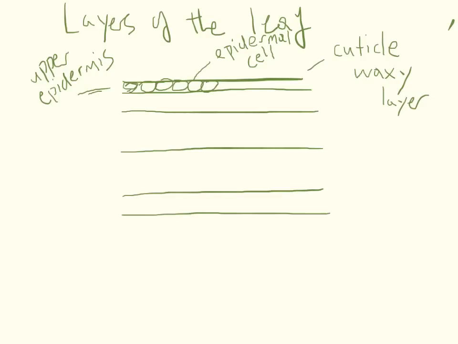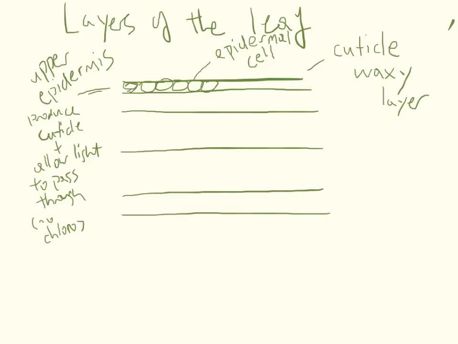Now, most of the time, these cells have no chloroplast and they are transparent. Their function is to produce the cuticle. Okay? Right there, produce cuticle and allow light to pass through. And I put there, no chloroplast. Okay, so that's the upper epidermis, epidermal cell.